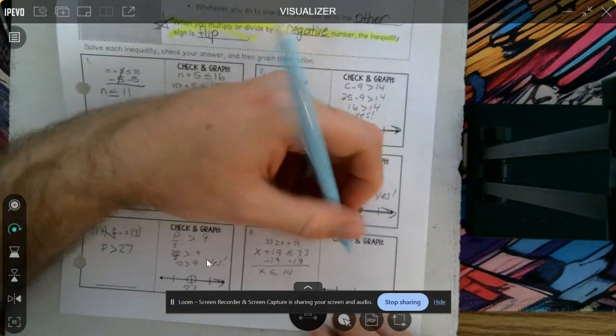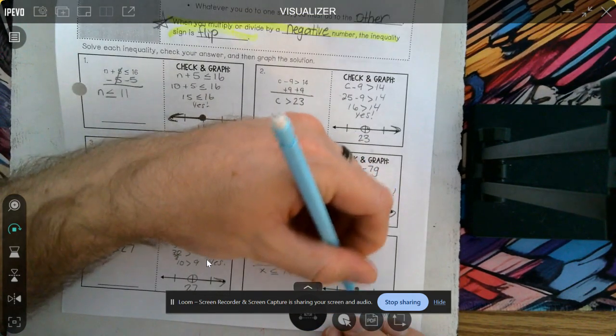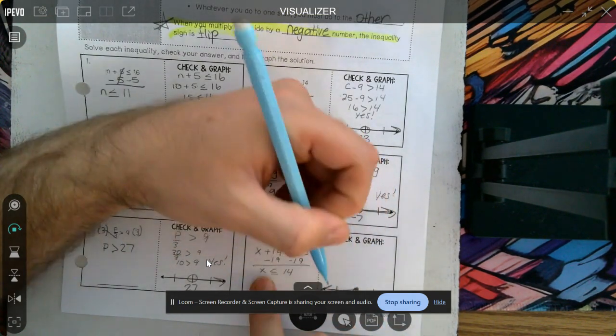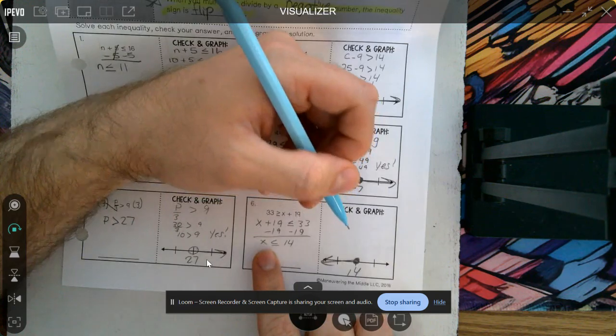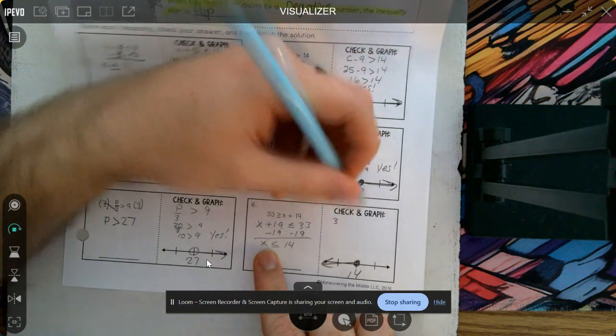So I'm going to rewrite, graph it, closed circle at 14, pointing to the left. It's x is less than or equal to 14. Rewrite my inequality.